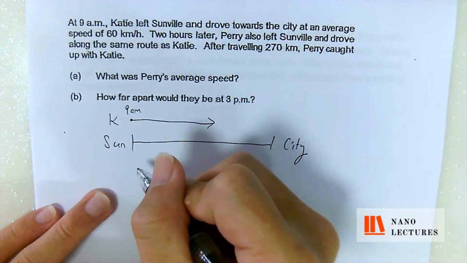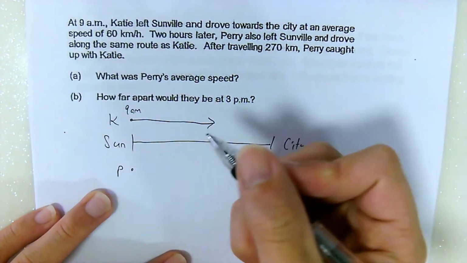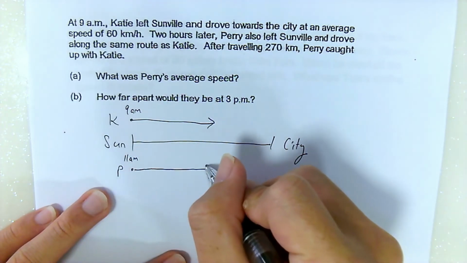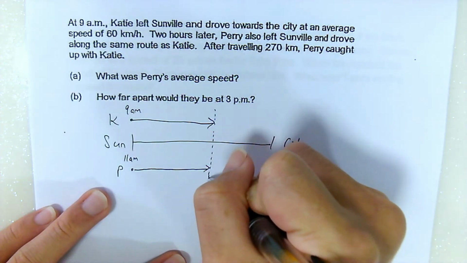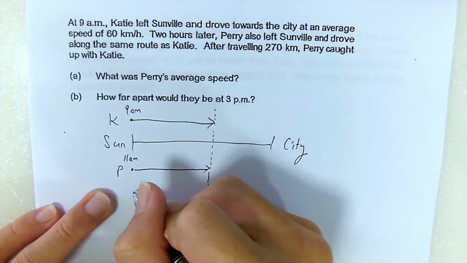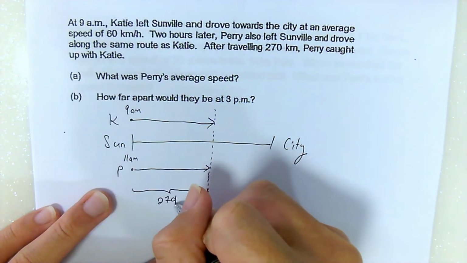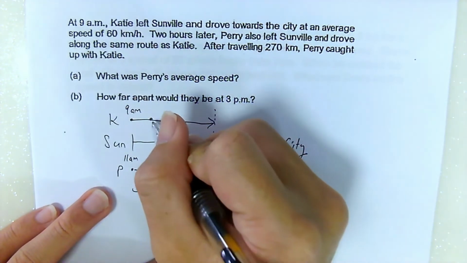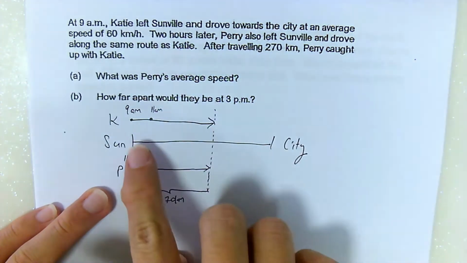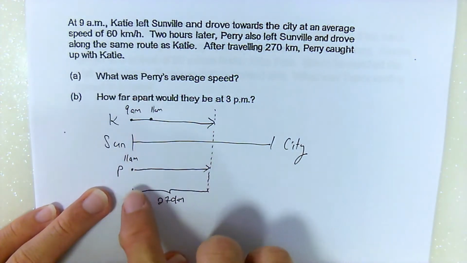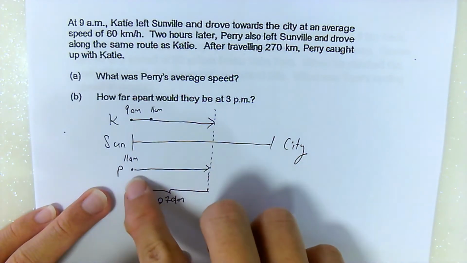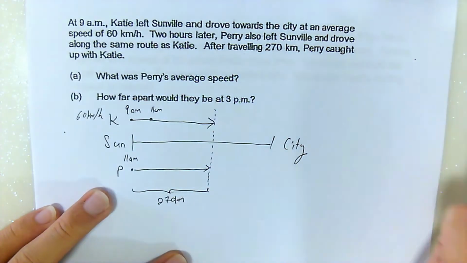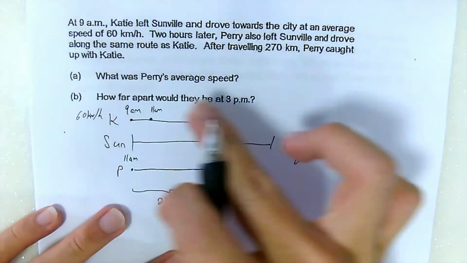I know that 2 hours later, when Perry started, so Perry, I'm going to put P, he started at 11 a.m. And then after traveling 270 km, he actually met up with Katie. Now, the only thing we know is that this one is 270 km. And then at this point here, I'm going to put 11 a.m. So basically, Katie traveled for 2 hours more before Perry started at 11, and then they traveled along the same route over here. And we know that Katie's speed is 60 km/h. So this is actually the distance model.